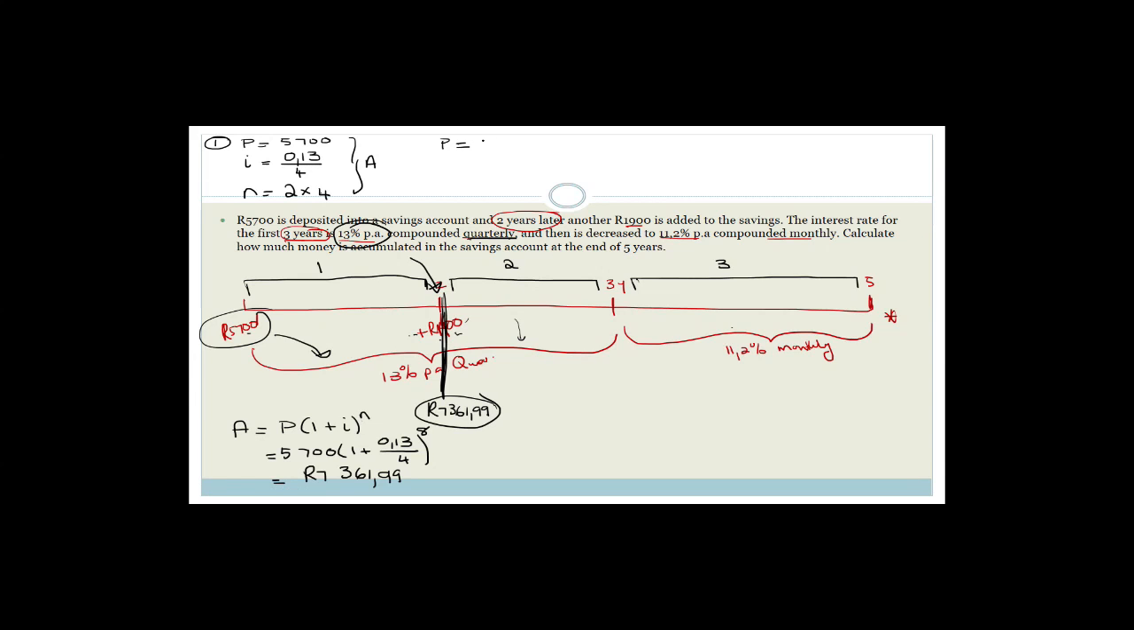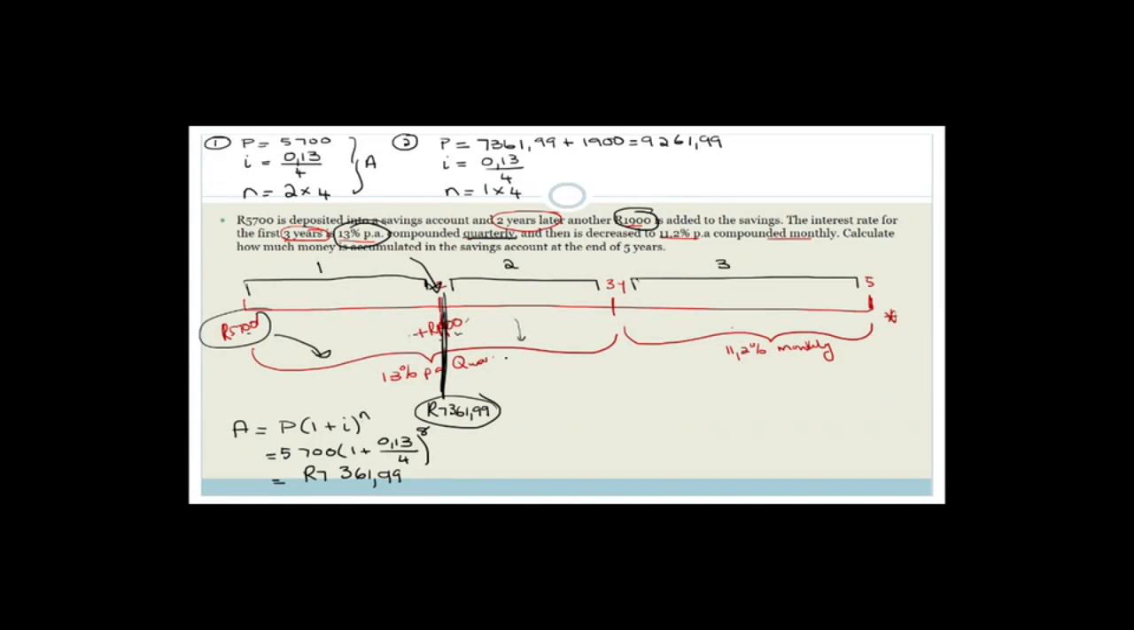So my principal here is going to be 7,361. This is for section 2. It's the amount of money I've got out after the 2 years plus the 1,900 rand I'm now adding. So it's 7,361.99 plus my 1,900, which is going to be equal to 9,261.99. My i is still 13%, 0.13 divided by 4. And my n, though, is only 1 year compounded quarterly, so it's 1 times 4.